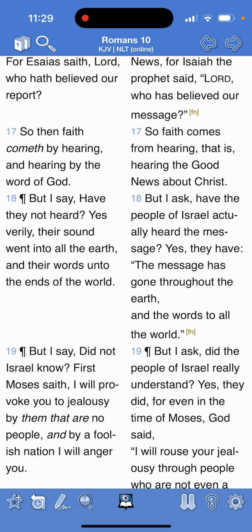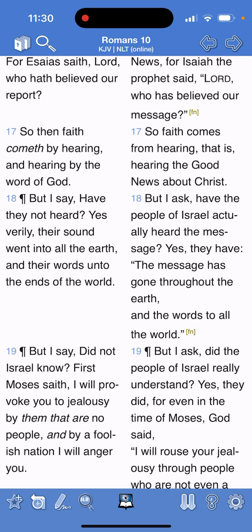Yes, verily, their sound went into all the earth, and their words unto the ends of the world. What is he talking about? How, he says, have they not heard? He went through this whole spiel about how can they hear if they have nobody to preach to them? And faith cometh by hearing, and hearing by the word of God. And then he comes back and uses a quote from Isaiah. Have these folks not heard?